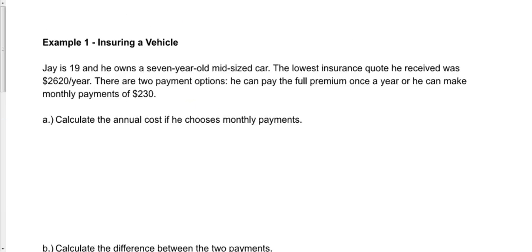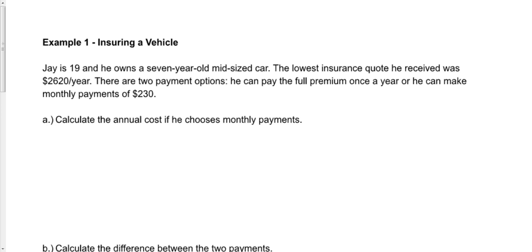So the first thing that we want to talk about, we'll look at insuring a vehicle. You have to insure the vehicle in order to be allowed to drive it legally on the road. So we'll say that Jay is 19, and he owns a 7-year-old mid-sized car. The lowest insurance quote that he received was for $2,620 per year, and he has two payment options. He can pay either the full premium once a year, or he can make monthly payments of $230.